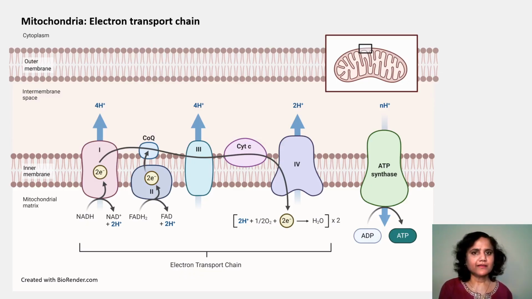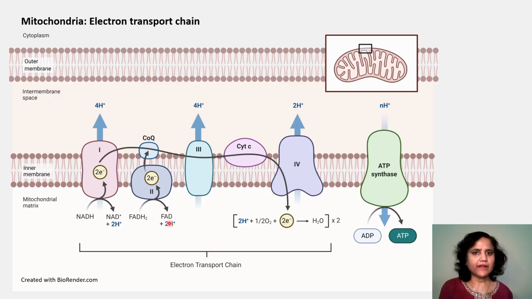ATP synthesis occurs in the inner membrane via the electron transport chain and the enzyme ATP synthase. The electrons from NADH and FADH2 are transferred ultimately to molecular oxygen, and this process is coupled to the formation of ATP molecules by oxidative phosphorylation. This process occurs via the passage of electrons through a series of electron carrier molecules shown here, which are inserted in the inner membrane, and these molecules comprise the electron transport chain.